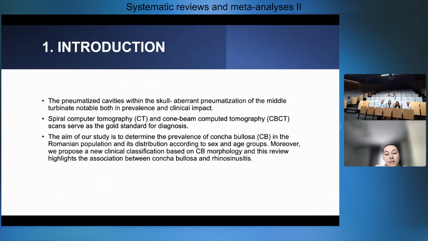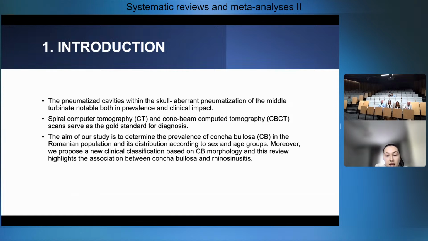To begin with, the pneumatized cavities within the skull exhibit numerous anatomical variants, with the aberrant pneumatization of the middle turbinate being notable in both prevalence and clinical impact. While anterior or posterior rhinoscopy can clinically identify this anomaly, spiral computed tomography or CT and cone beam computed tomography scans serve as the gold standard for the diagnosis.